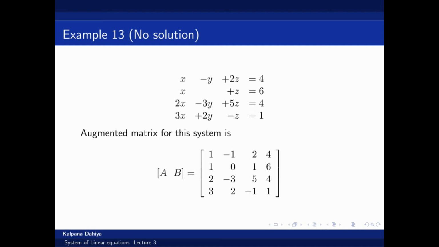We start with the first row. Its first entry is non-zero, which is 1. So this is the pivot element. Using this, we reduce all the entries in this column to 0. So for this one, I am applying the following elementary row operations. Change second row to second row minus first row. For the third row, minus 2 times first row. For the fourth row, minus 3 times first row.